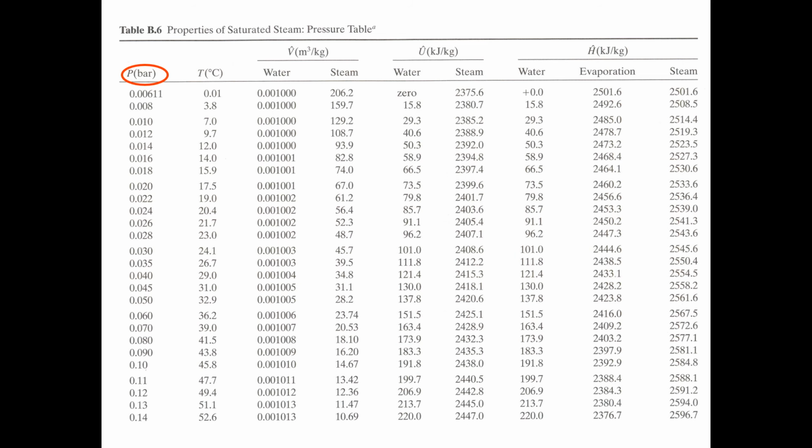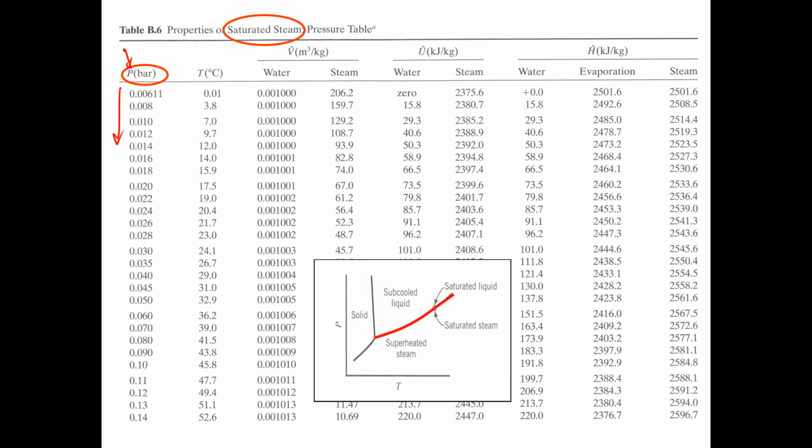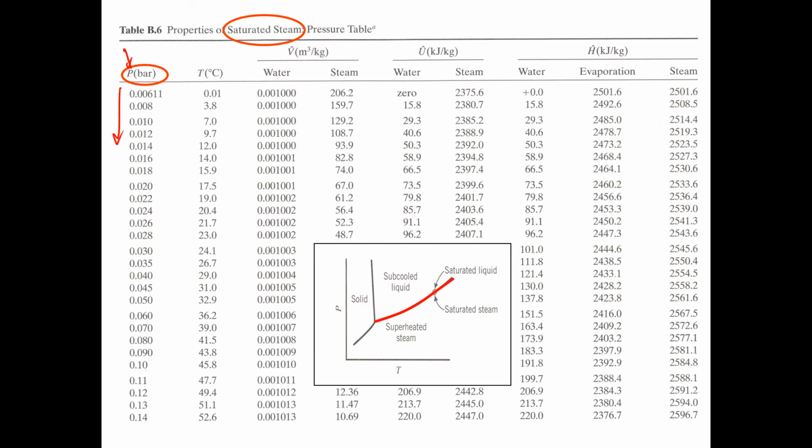Okay, so let's go on to table B6. Now this one is a little bit different than B5. Now we're looking it up by pressure instead. It's the same information, but it goes up to higher pressures. The other one only goes up to about 1 bar. So if you need to find a higher pressure, you might look in B6 instead. This is also saturated steam, same information.